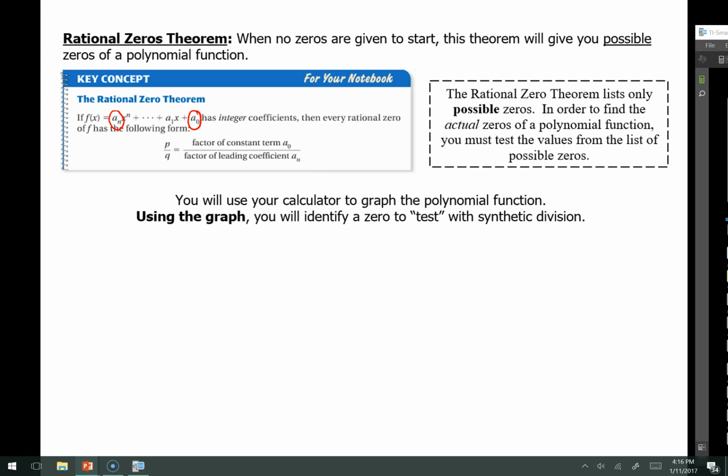Now, the other thing that I want to point out here is that the really good news, the lucky news here, is that we are going to be able to use our calculator when we are finding all of the real zeros. So we're going to get a list of possibilities using this theorem, and then we're going to graph the equation in the calculator and look at the graph's picture to pick one strategically so we don't have to test them all to see which ones work and which ones don't.